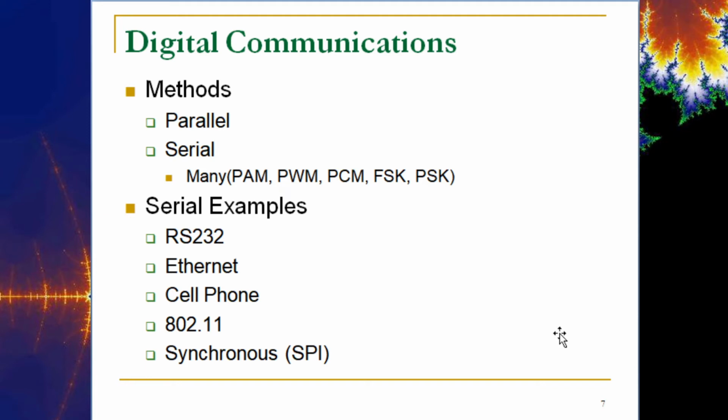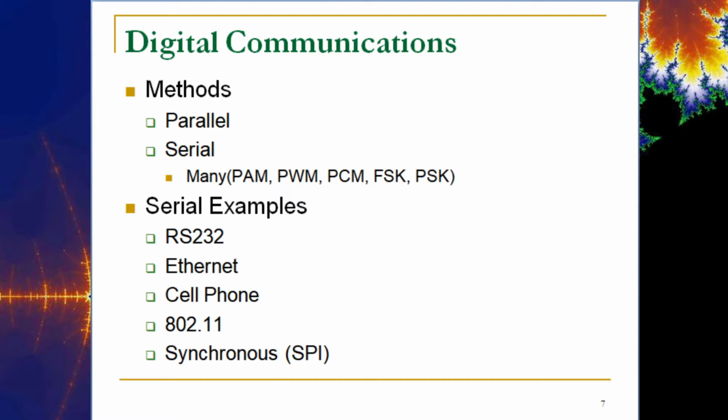So the two different methods are serial and parallel. In serial, we are sending one bit at a time, sometimes pretty fast, sometimes slower, but parallel is allowed to send multiple bits in one clock tick or one clock cycle. But there are many different types of serial, trying to get faster and faster using single bits. Some examples you might recognize: RS-232, Ethernet, cell phone, 802.11. These are all different types of serial communication protocols that are used all the time.